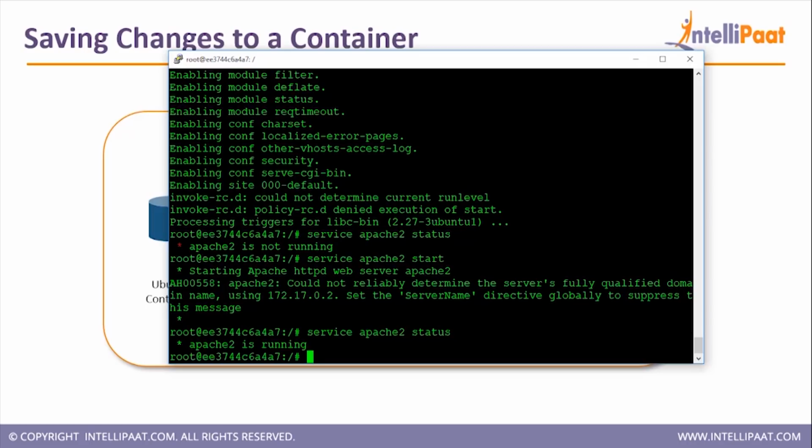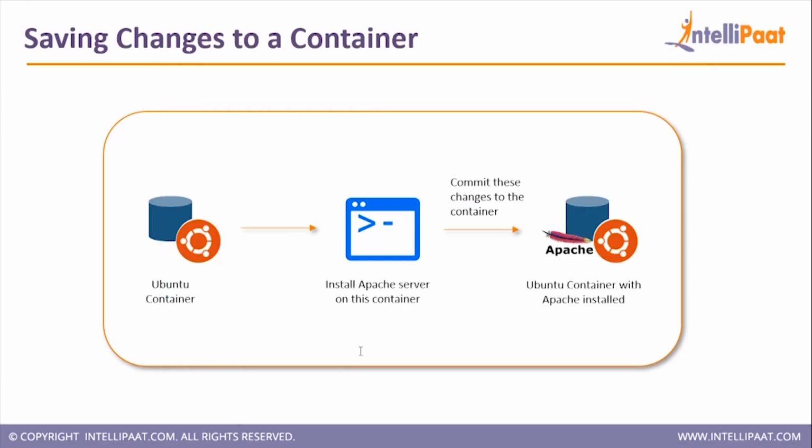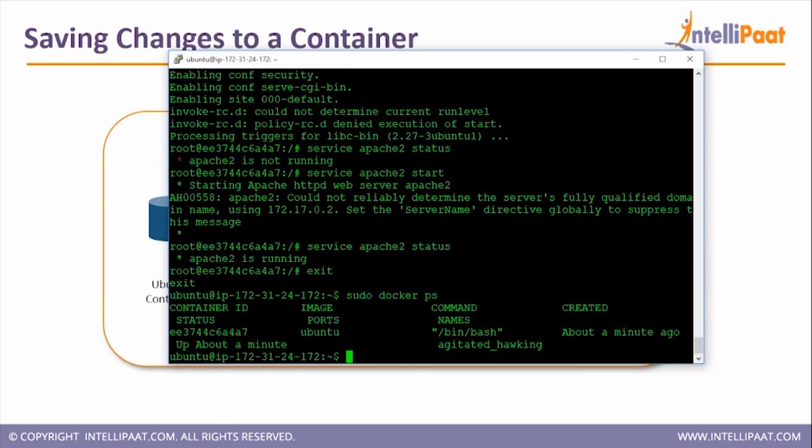So let me just exit the container now. And let me save the container. So we have installed Apache on our container. Next step is to commit these changes to the container so that it becomes an Apache container. All right, so I'll do a sudo docker ps. This is the container ID. I'll say sudo docker commit, give the container ID, and now give the image name. So let's give it as Apache.